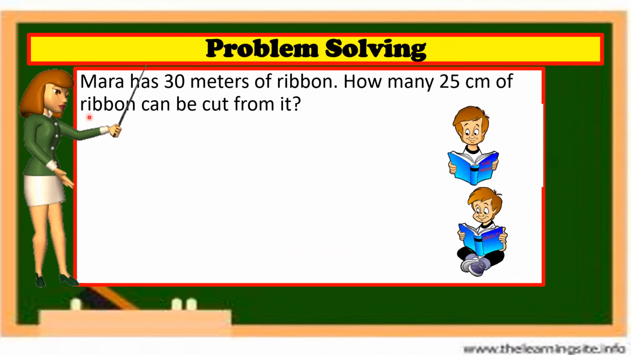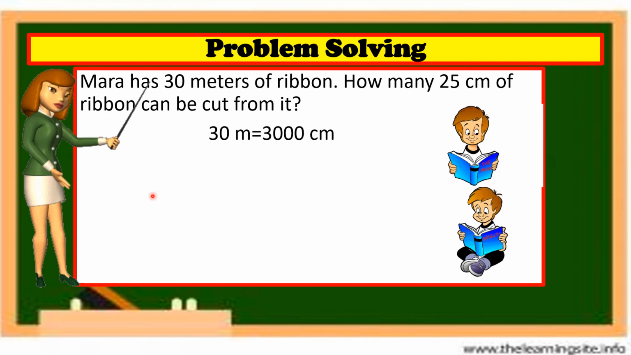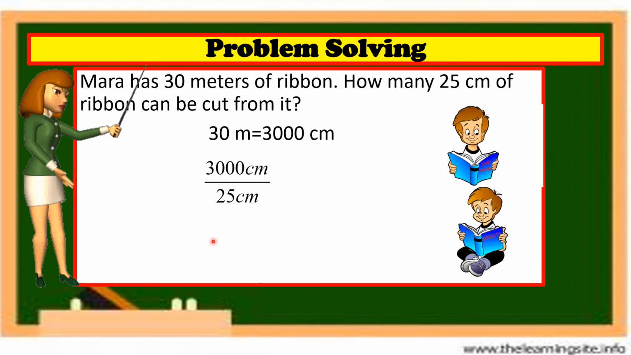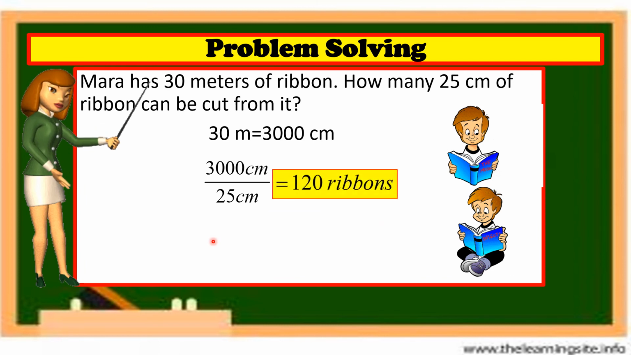Problem solving. Mara has 30 meters of ribbon. How many 25 centimeter pieces of ribbon can be cut from it? 30 meters is equivalent to 3,000 centimeters. So it will be divided by 25 centimeters. So 3,000 centimeters divided by 25 centimeters is equal to 120. Therefore, we have 120 ribbons.